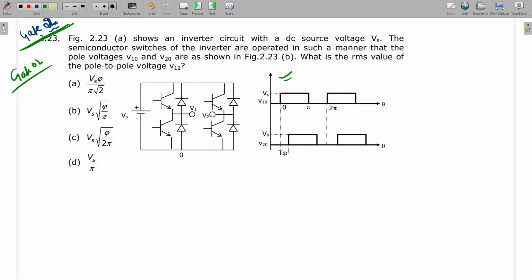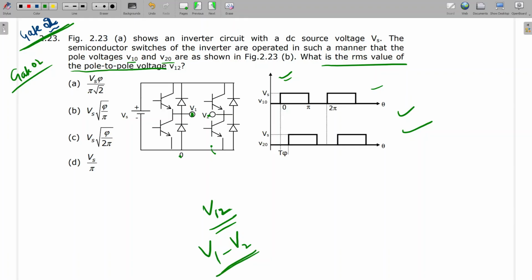Semiconductor switches are operated such that the pole voltages V10 and V20 are given here. So V1 with respect to 0 and V2 with respect to 0 are given. What will be the RMS value of the pole to pole voltage V12? What is V12? We can write it as V1 minus V2.